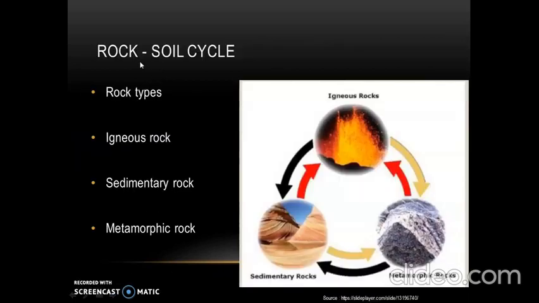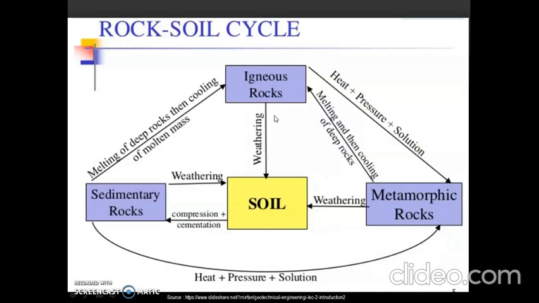Next, we will move on to the rock-soil cycle. There are 3 types of rocks which are usually formed. First one is igneous rock, second is sedimentary rock, and third one is metamorphic rock. Here we can see in this figure the rock-soil cycle. The igneous rock is formed by melting of deep rocks and then cooling of the molten mass, which gives rise to sedimentary rocks and also metamorphic rocks.